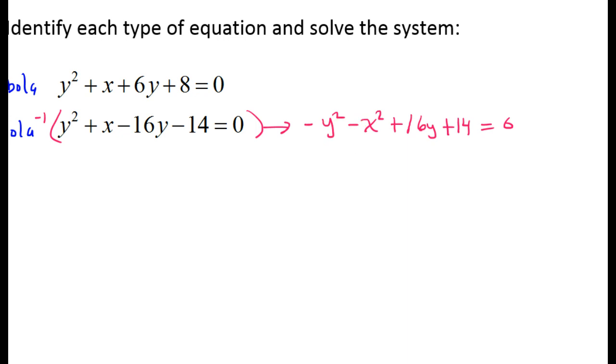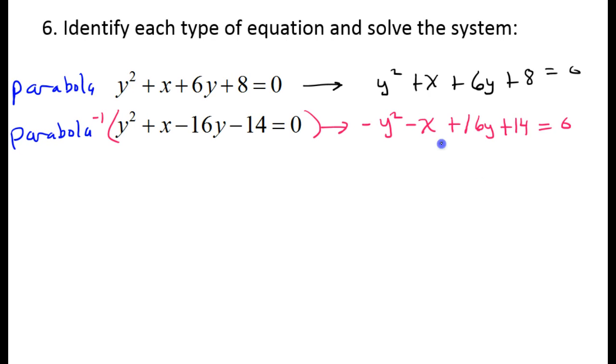Now, the top equation I have not done anything with. So I'm just going to recopy it the way it is. Y squared plus x. Wait, I shouldn't have put x squared. That's a typo. Alright, it's just minus x. Anyway, back to this. Plus 6y plus 8 is equal to 0. So, by doing that, I have created opposites that cancel, which is how you do the elimination method.